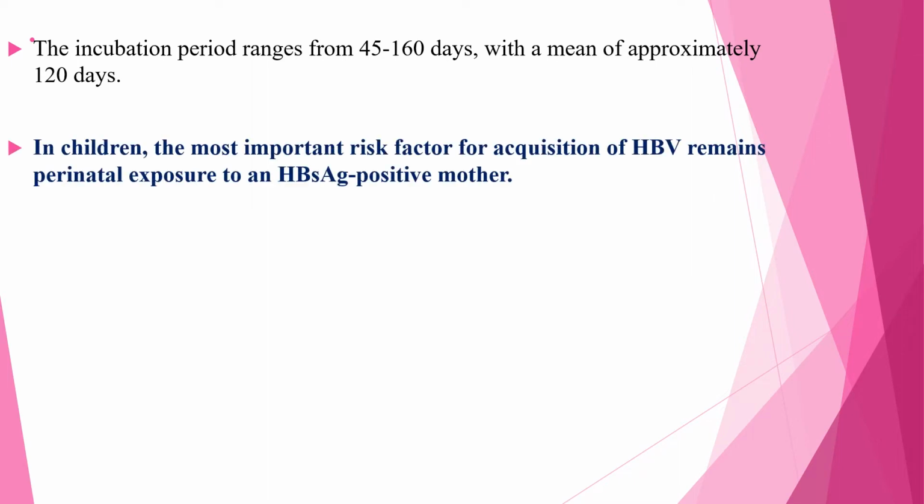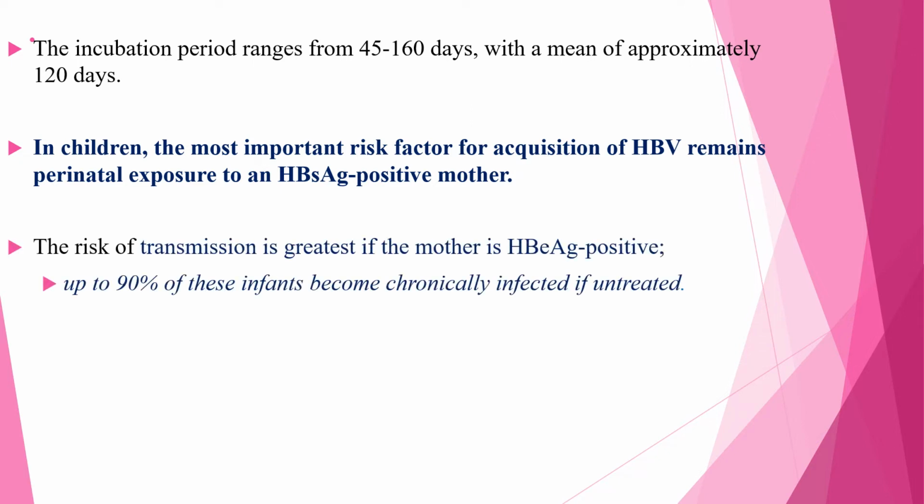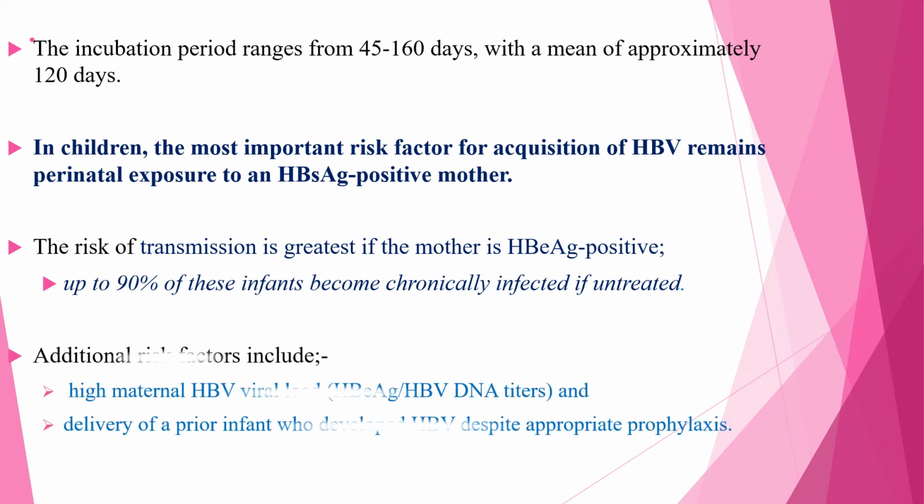In children, the most important risk factor for acquiring hepatitis B virus remains perinatal exposure to a hepatitis B surface antigen positive mother. The risk of transmission is greatest if the mother is hepatitis B e antigen positive, and up to 90% of these infants become chronically infected if untreated. Additional risk factors include high maternal hepatitis B viral load and the delivery of a prior infant who developed hepatitis B virus despite appropriate prophylaxis.